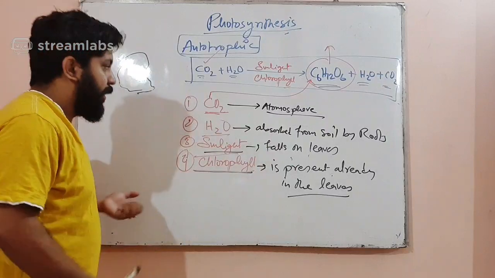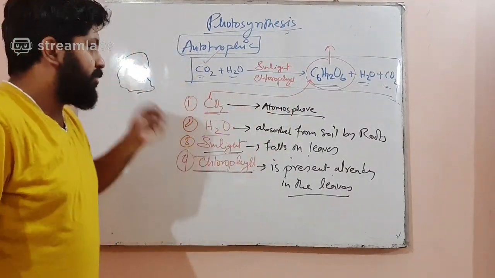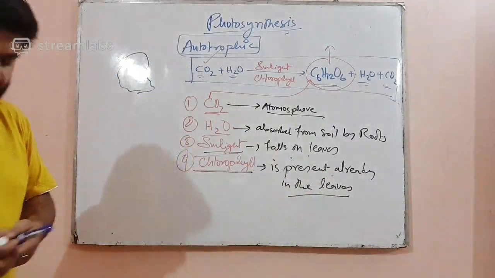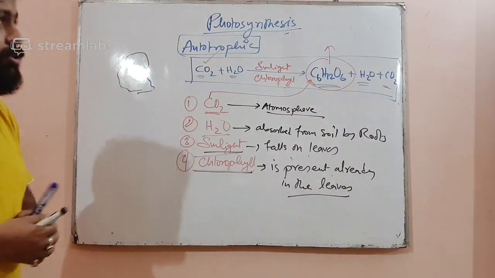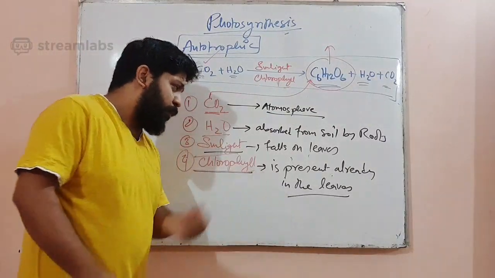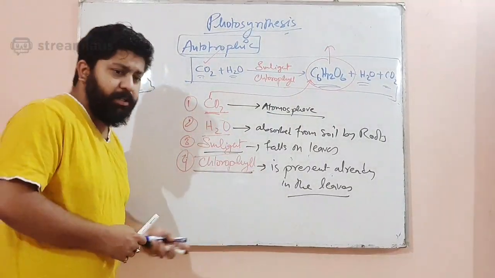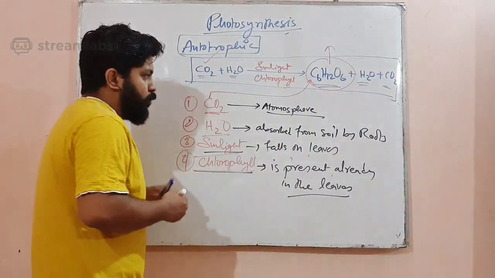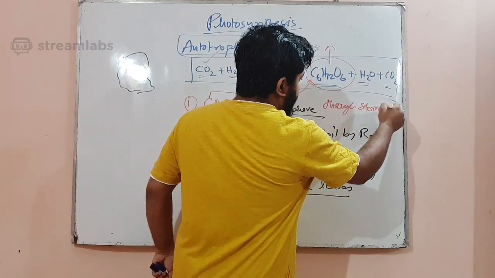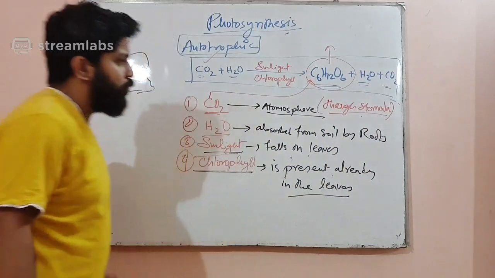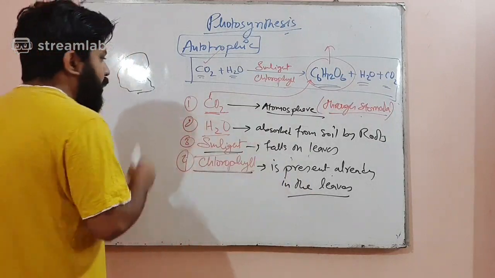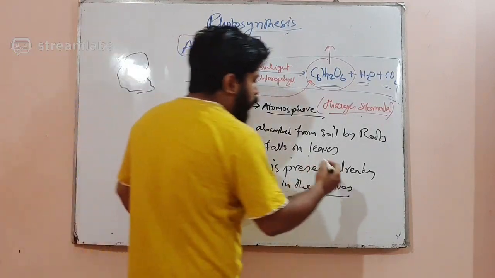So moving ahead, CO2 is taken from the atmosphere, but how does CO2 enter the plant? Can you see from where the CO2 enters the plant? If you remember the structure, you had seen that there were stomata in the bottom layer. From those stomatal pores, CO2 definitely enters through the stomata. H2O is absorbed by roots and goes up to the leaves.